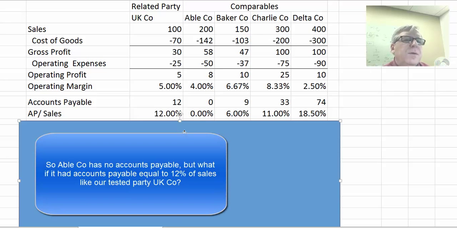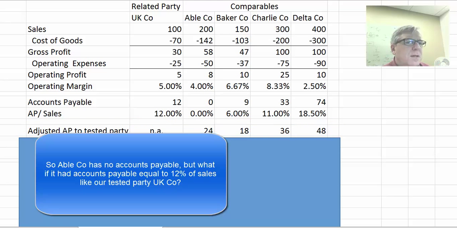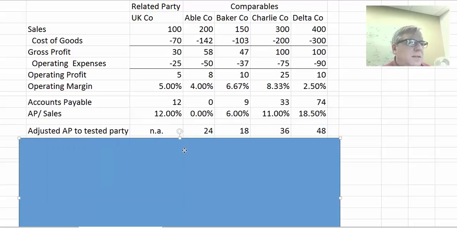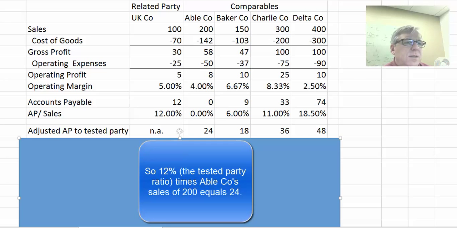And we're doing that because our profit level indicator in this case is the operating margin, which has a denominator of sales. So we're going to make all our adjustments as though they're to sales to keep things proportionate and balanced. So in this case, the adjustment to the tested party is not applicable because we're adjusting everybody to make them like the tested party. So we won't have anything in that particular column, and we've talked in the past about how much the adjustment to the accounts payable would be.